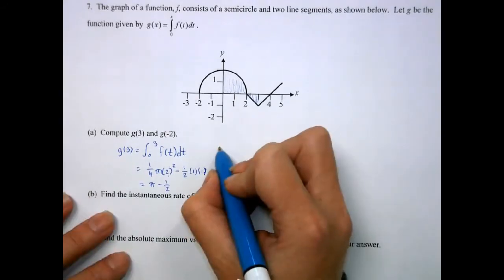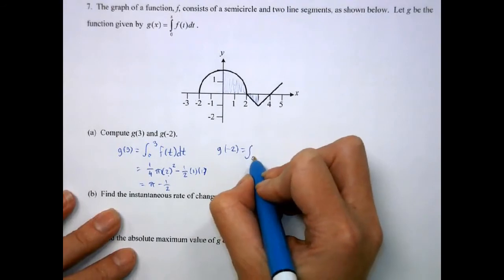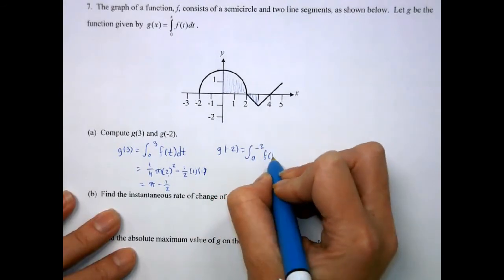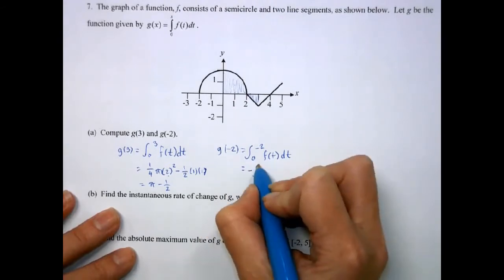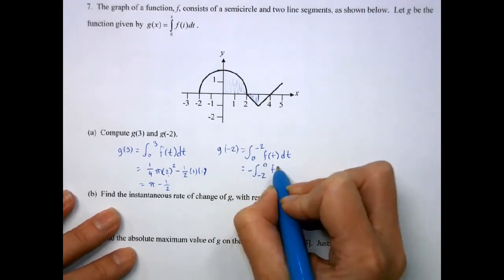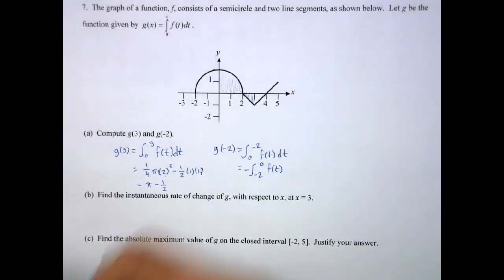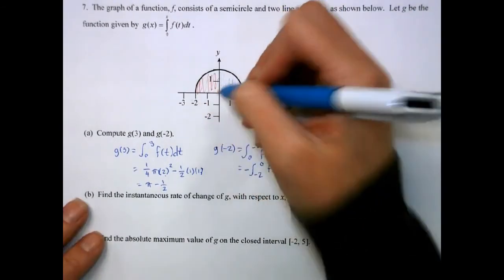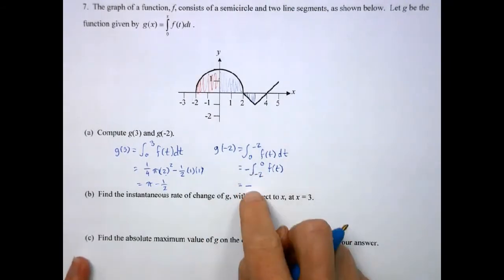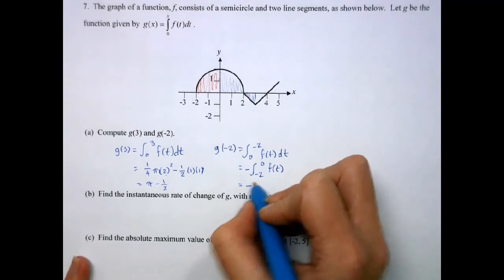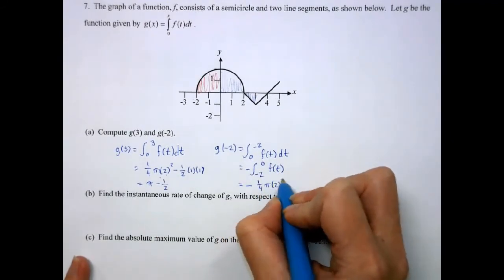G of -2 is going to be the integral from 0 to -2 of f of t, which is awkward. So we're going to rewrite this as the opposite of the integral from -2 to 0. So if I'm going from -2 to 0, that's going to be this. So that's positive area, but that's going to make it negative of, same thing we did here, 1/4 pi 2 squared. So this is negative pi.